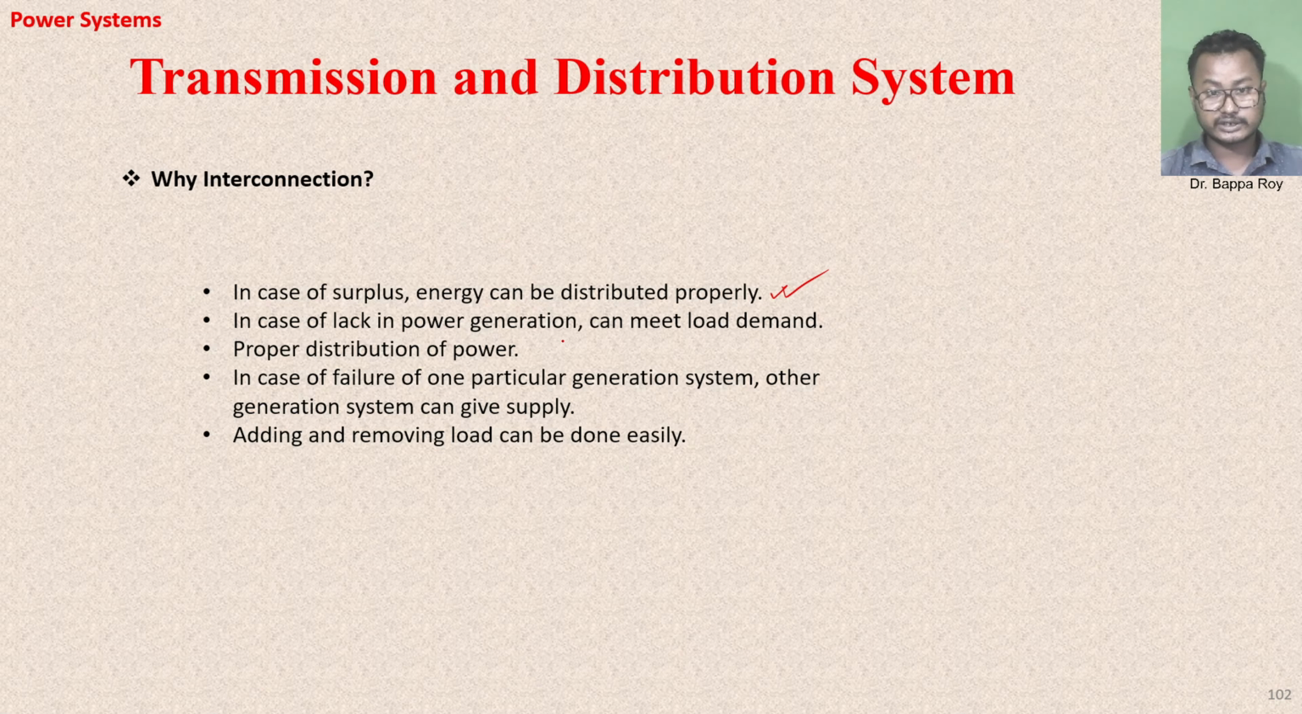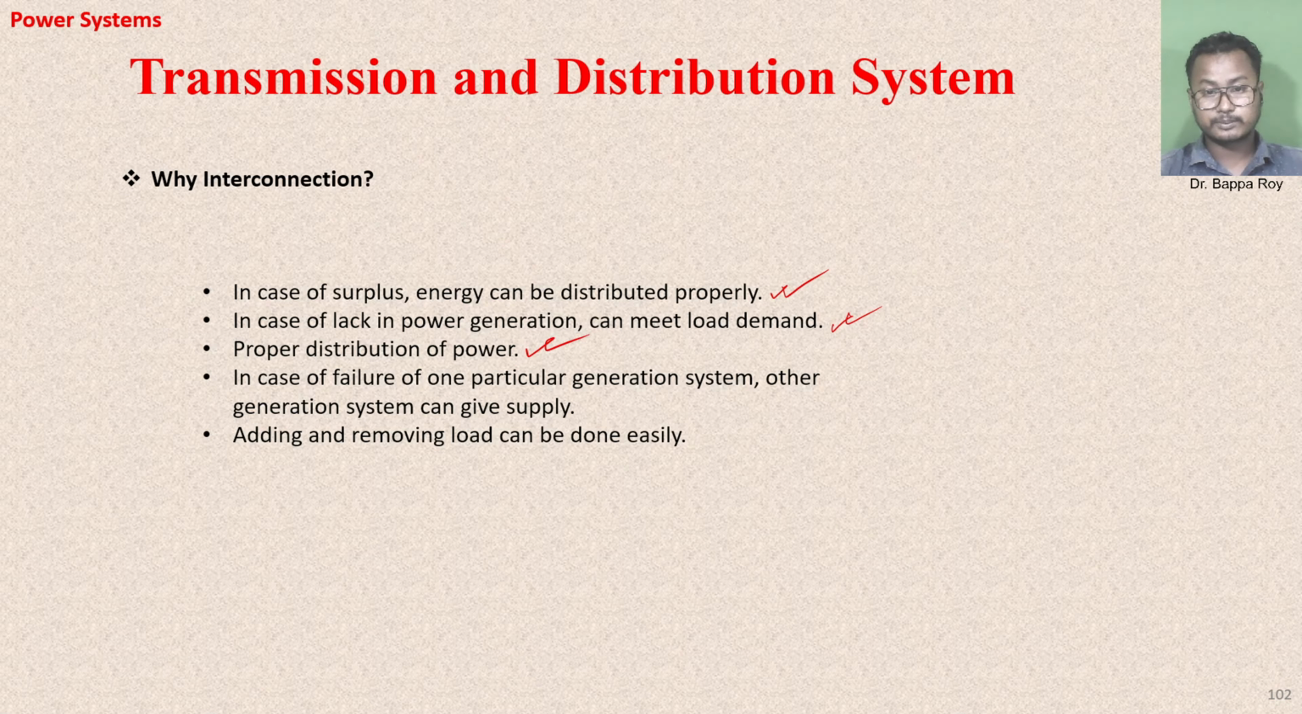So that's why it's easier when it is interconnected. In case of lack of power generation, it can meet the load demand. If there is a lack of power generation, suppose due to some technical problem the generation system is not able to generate the power that is demanded, then surplus energy can be distributed from other areas. It also gives proper distribution of power when it is interconnected.